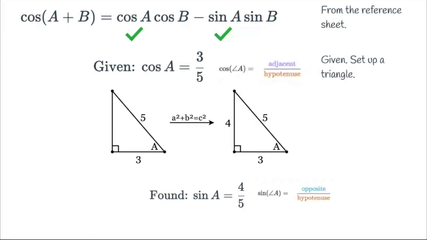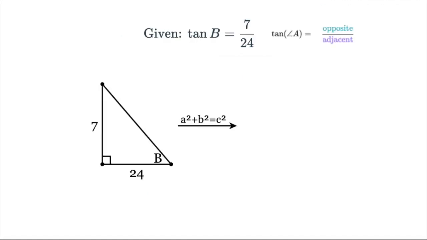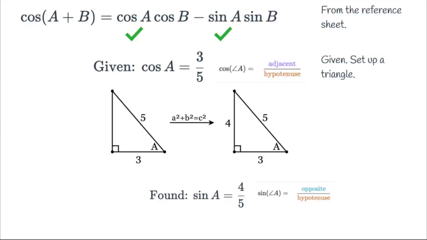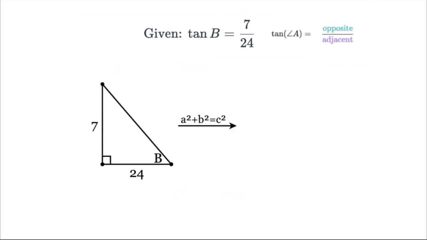Let's move on to triangle B. Conveniently, there's information given for triangle B as well. This time you're given tangent. So unfortunately, you can't plug in tangent into the formula at all because it's not part of the formula. We are looking for cosine B and sine B. So you're literally going to do the same thing. You know that tangent is opposite over adjacent.